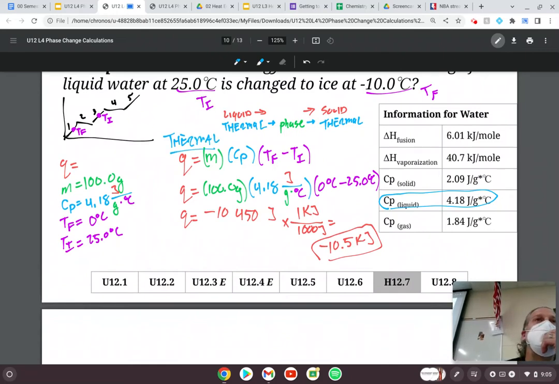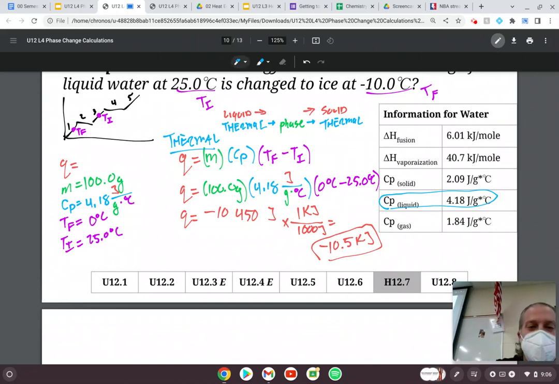To kilojoules? Because see how the heat of fusion has a value in kilojoules? The more accepted way to report energy in chemistry and physics is in the kilojoule. And eventually we're going to add all these calculations together, so they should be in the same unit.